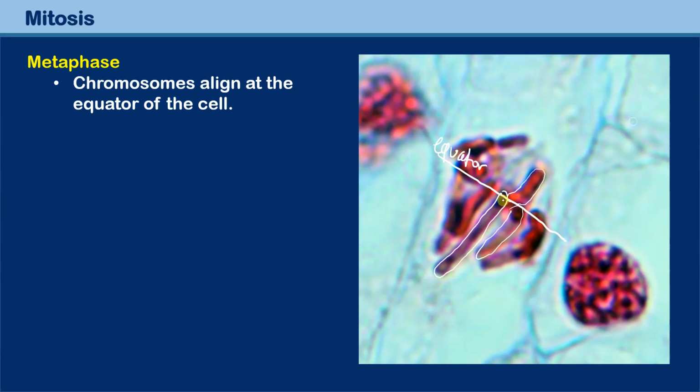If they align at the equator, you might wonder why are they kind of sticking out like this? Because when the spindle fibers pull them to the equator, then the arms of the chromosomes bend backwards, and that's why it kind of sticks out.